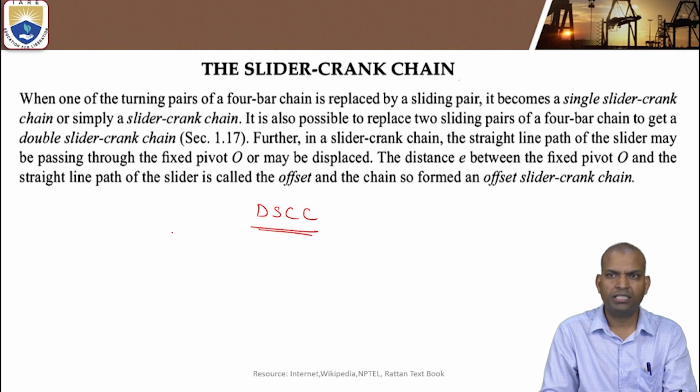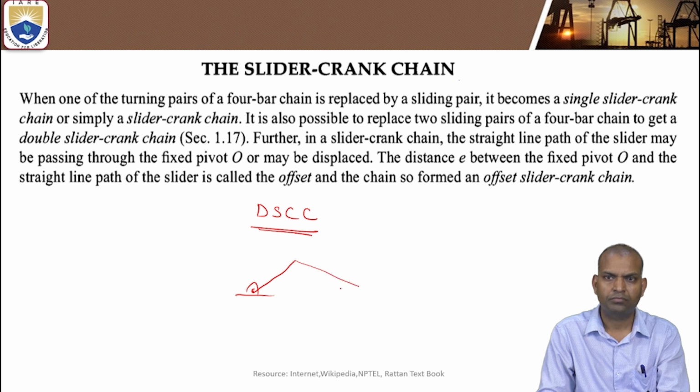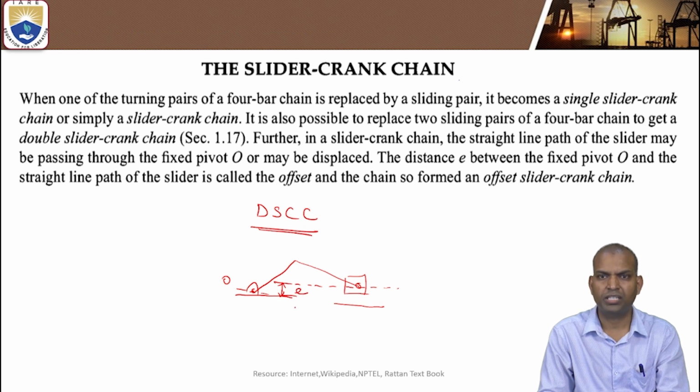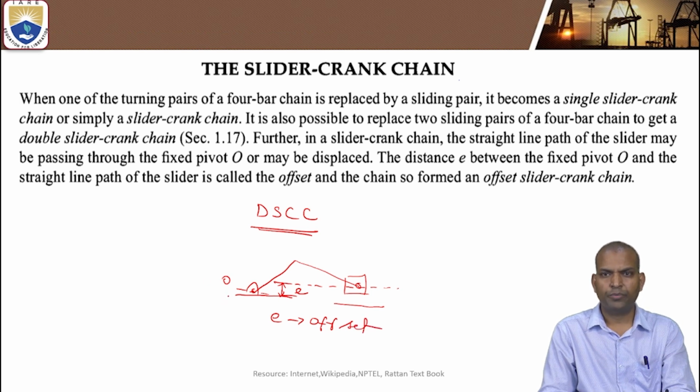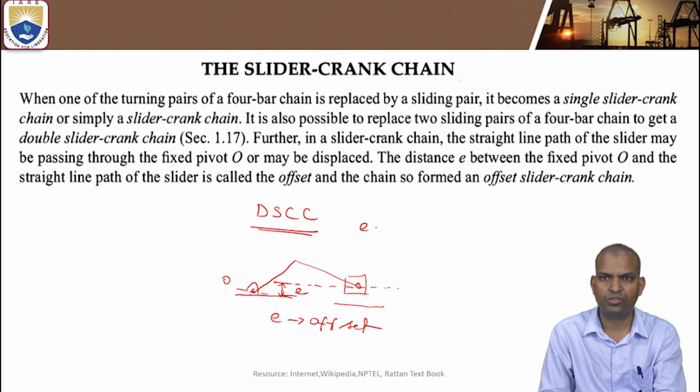So in a slider crank chain, the straight line path of the slider may pass through the fixed pivot O or may be displaced by a distance E. Now a very important concept: what is offset? Offset means, suppose it is a slider, the distance from pivot O to the line of path of the slider is E. That is called offset. E is the offset. Now suppose the line of path of the slider is coincident with the fixed link pivot O, then there is no offset, and E becomes 0.